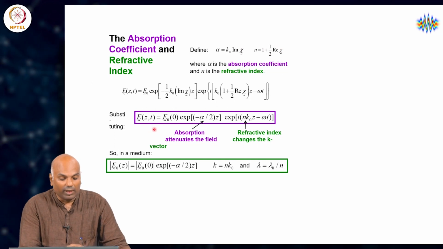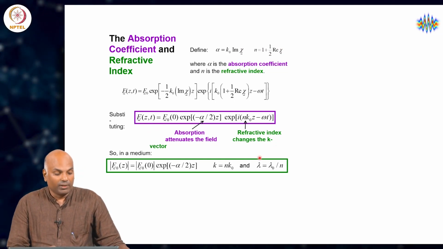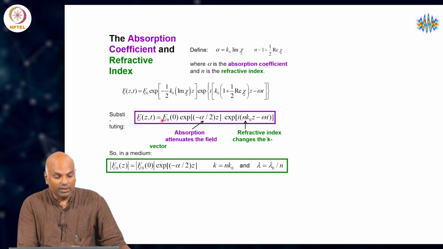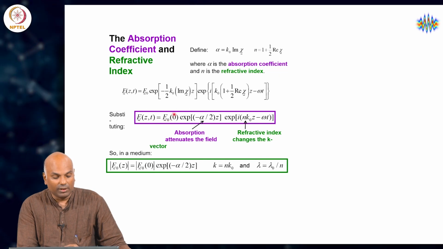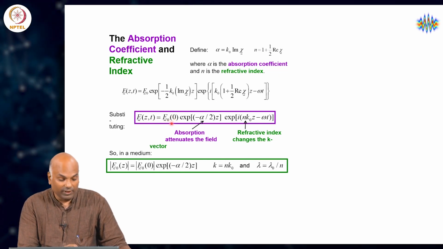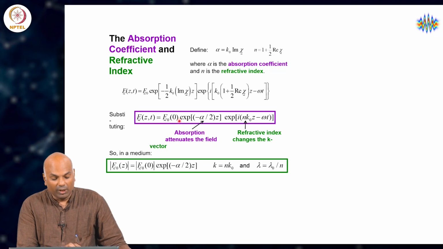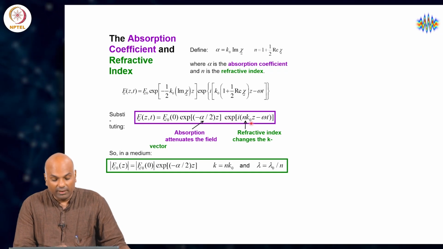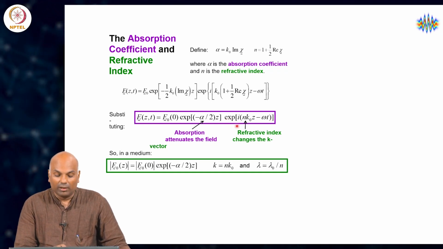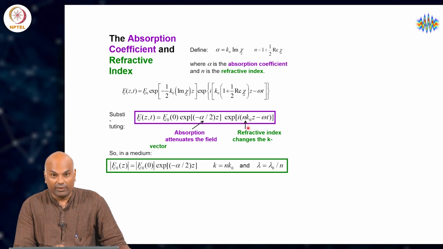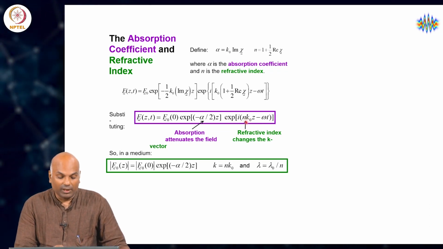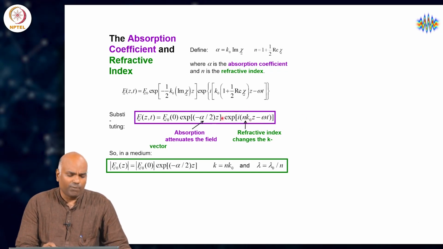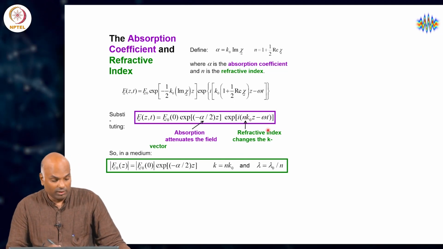Then we can write down the entire relation by doing a few substitutions, where E at a point z along the propagation direction is essentially the initial field E naught at z equal to 0 multiplied by the absorption factor e to the minus alpha by 2 z, and the phase is exponent of i times the real part of the refractive index times k naught, which is 2 pi by lambda naught, the wavelength in vacuum, times z minus omega t. We are considering a one dimensional linearly polarized wave.